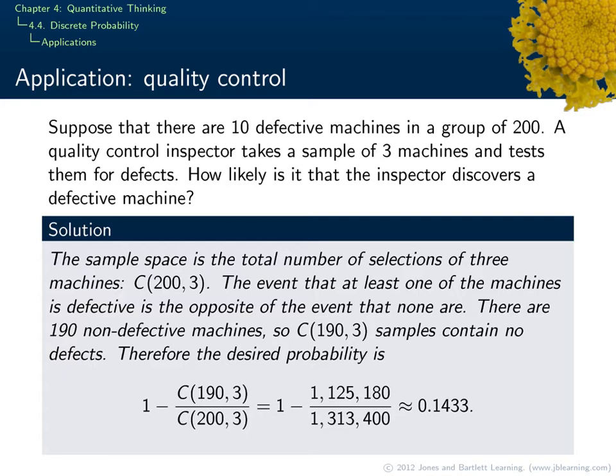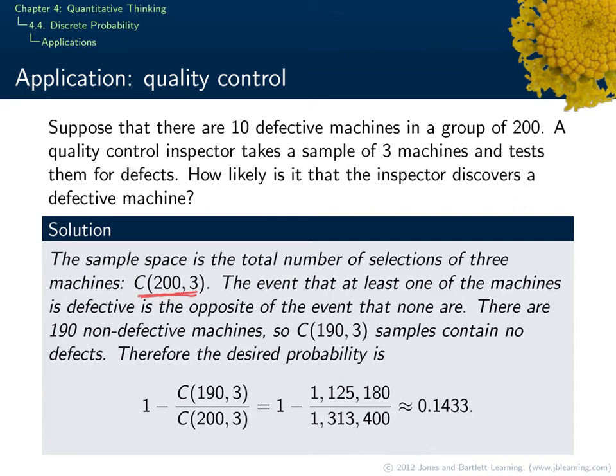Okay, here's another application. Suppose that there are 10 defective machines in a group of 200 machines. A quality control inspector takes a sample of 3 machines and tests them for defects. How likely is it that the inspector discovers a defective machine? So first of all, the sample space is the total number of selections of 3 machines. So that's C(200, 3).